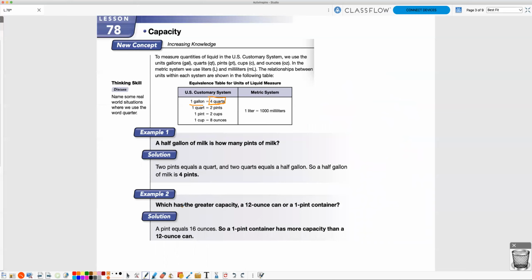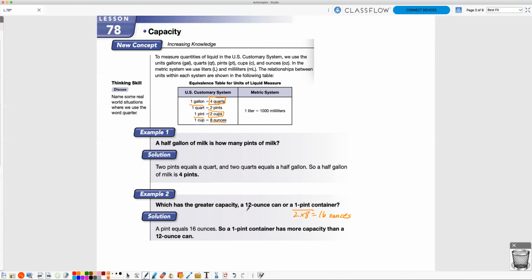In example 2, which has a greater capacity, 12 ounces of a can or a 1 pint container? So if you look at 1 pint, 1 pint has 2 cups in it, and each cup has 8 ounces. So that'd be the same as 2 times 8, which equals 16 ounces.